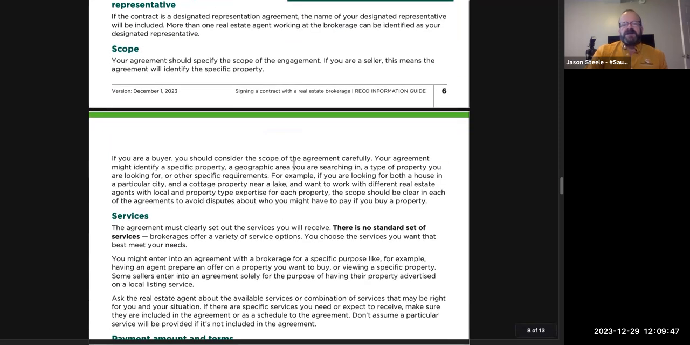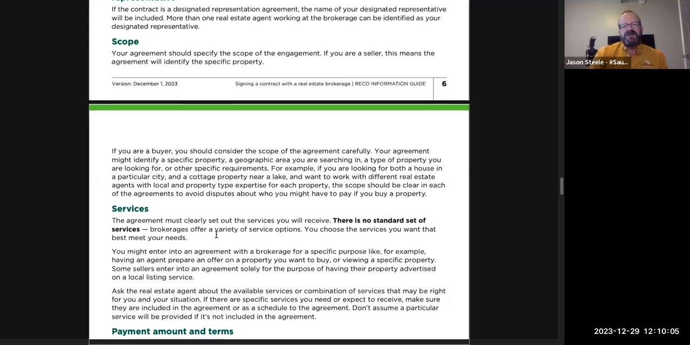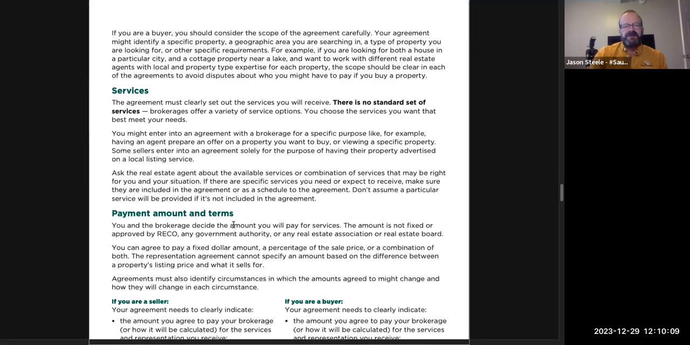If you're a buyer, you should consider the scope of the agreement carefully. Your agreement might identify a specific property, a geographic area you're searching in, a type of property you're looking for, or other specific requirements. Services must clearly be set out in any contract. There is no standard set of services. Brokerages offer a variety of service options, and you can choose.